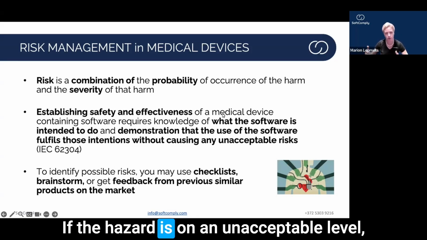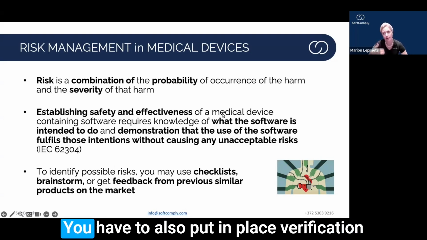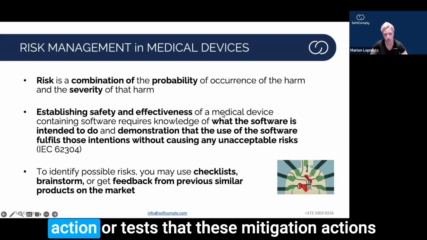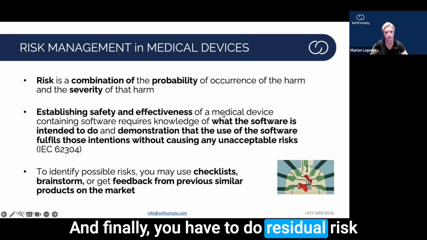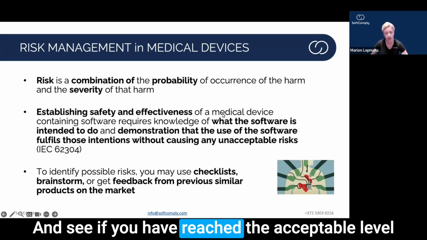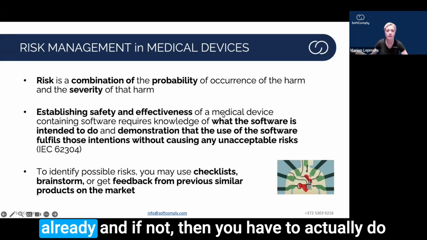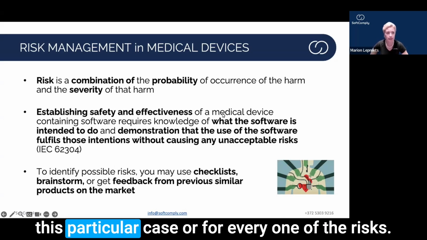If the hazard is on an unacceptable level, you will have to mitigate or control that risk. You have to also put in place verification actions or tests that these mitigation actions actually mitigate the risk to an acceptable level. And finally, you have to do residual risk assessment. You have to evaluate the risk again and see if you have reached the acceptable level already. And if not, then you have to actually do a description of why the residual risk is okay in this particular case or for every one of the risks.